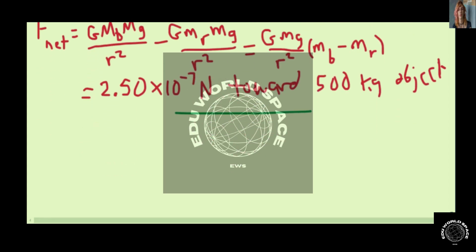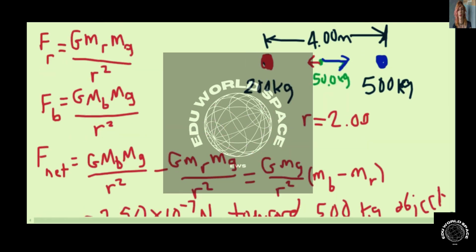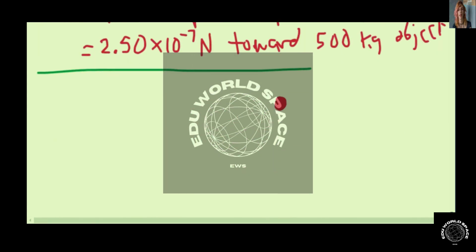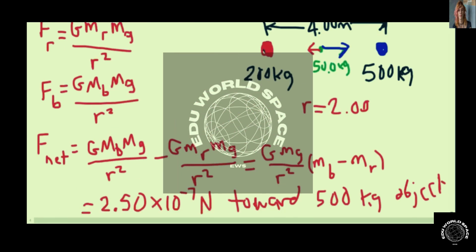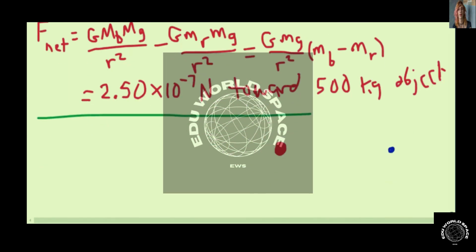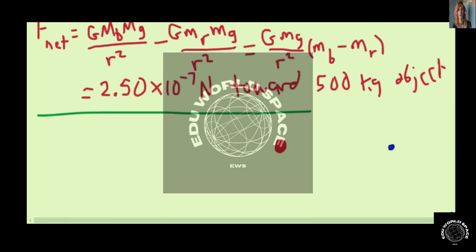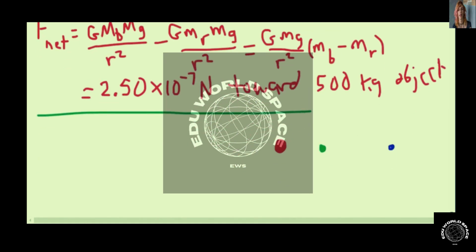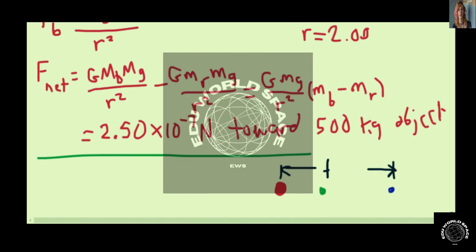Okay, so now in part B, we don't know the position. And so we've got the red object and we've got the blue object. The green object is going to go in between, and it's going to be actually closer to the red, less massive object than it is to the blue object. This is going to give a net force of 0 if we put it in just the right place.